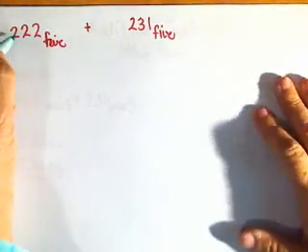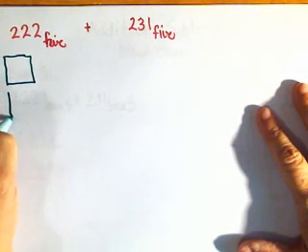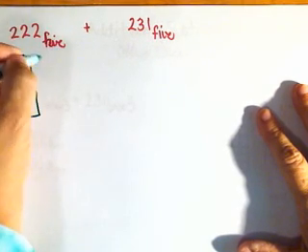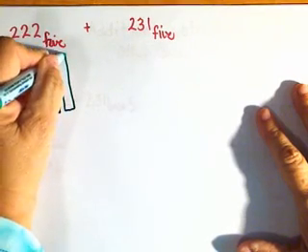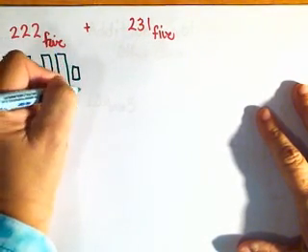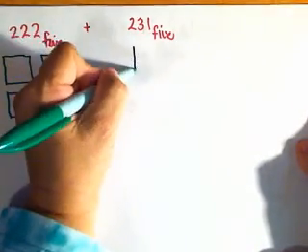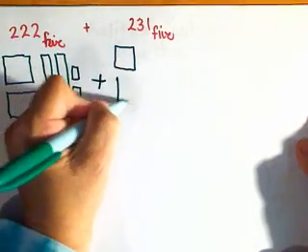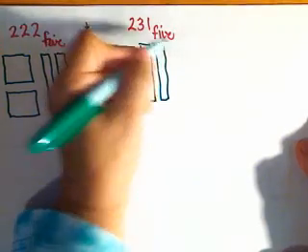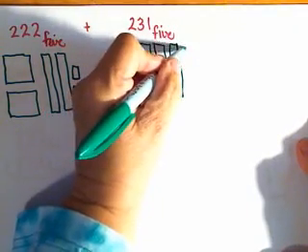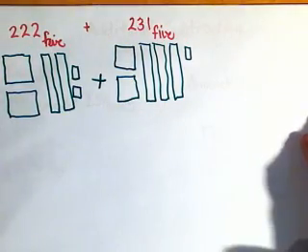Well, let's start with the largest because that's the hardest to draw. So I have 2 flats, I have 2 longs, and I have 2 units. Okay? For 231, I have 2 flats, I have 3 longs, and I have 1 unit. Okay, now obviously these aren't to scale, but you can tell easily what the numbers are.